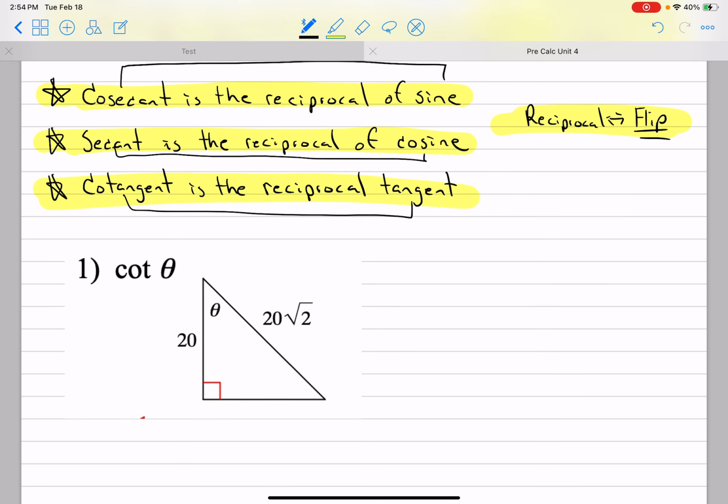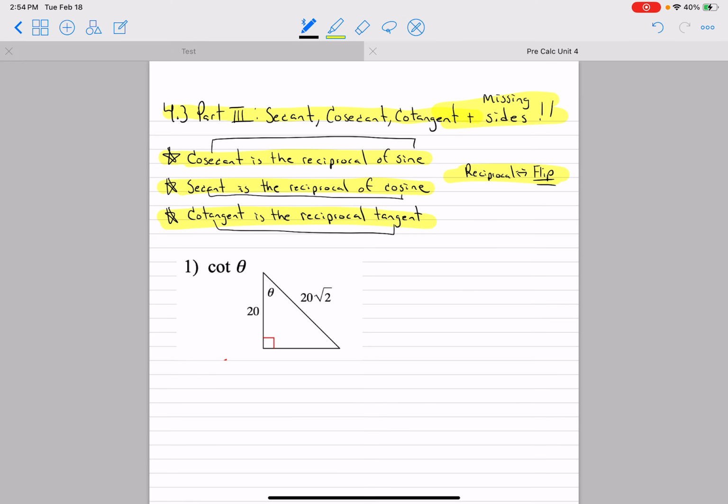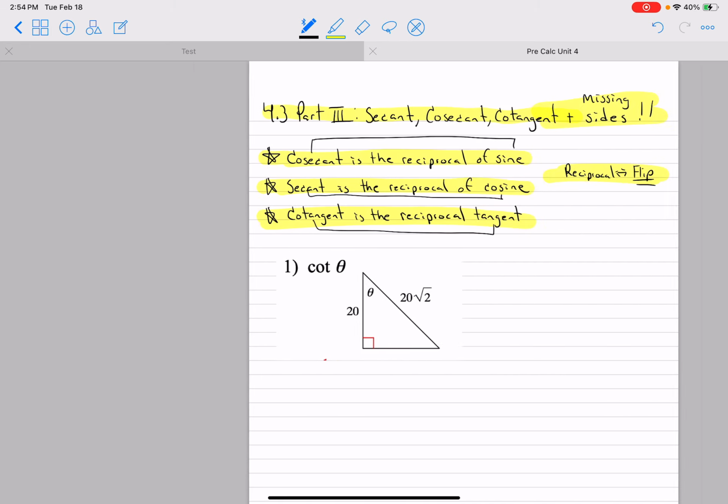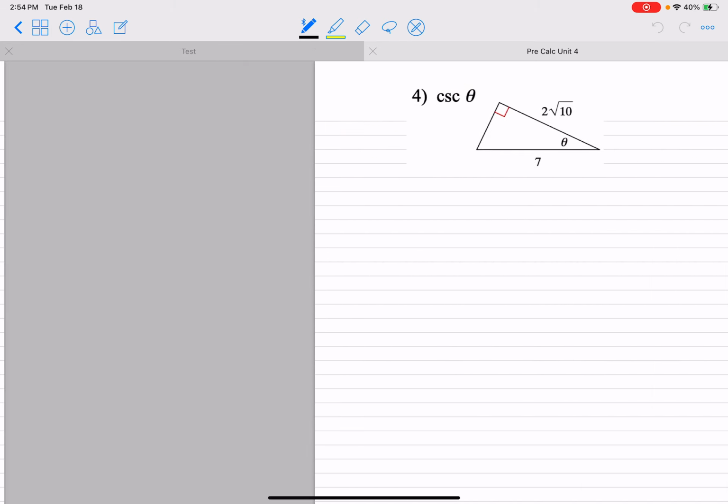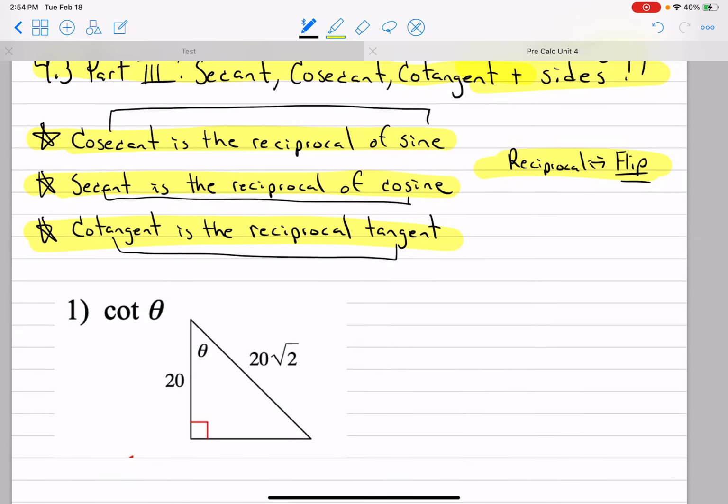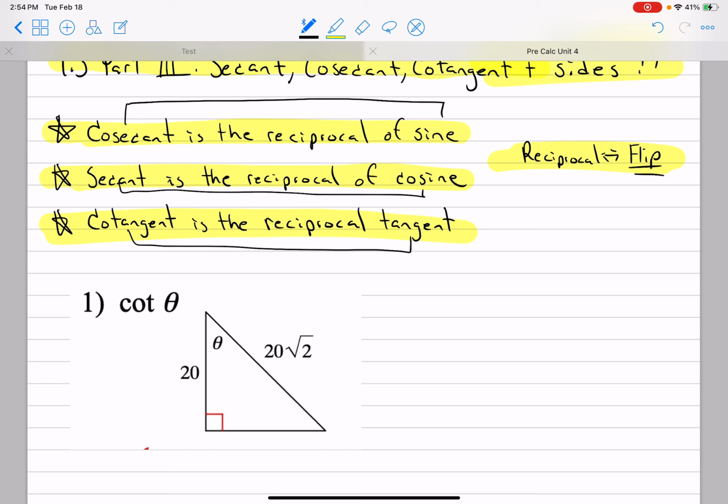So let's go ahead and do a problem here. I thought I'd written some more notes, but I didn't, because I was like, we're just going to do it. All right, let's get it done. So this is saying find the cotangent of theta. So theta is my reference angle.